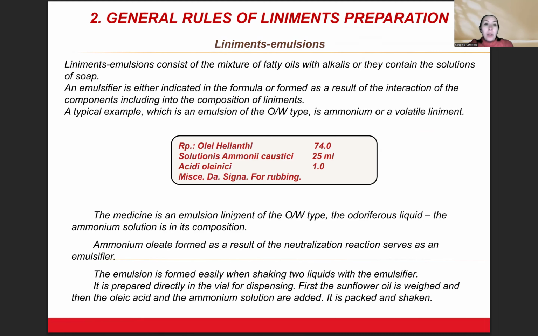How to prepare it? You take a glass bottle for dispensing. Place there 74 grams of sunflower oil. Add 1 gram of oleic acid by drops. Close the bottle, shake it well so that oleic acid is spread and mixed with all the sunflower oil. Then you open it up and add 25 milliliters of 10% solution of ammonia. Close the bottle and shake it once more. A chemical reaction happens between the solution of ammonia and oleic acid, forming emulsion. Very convenient and easy to prepare.